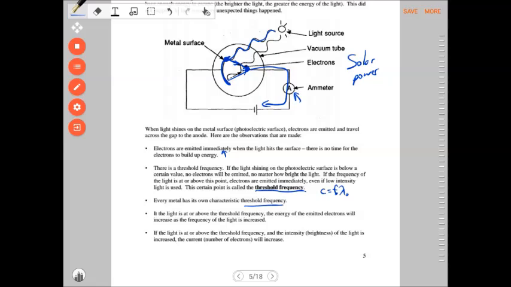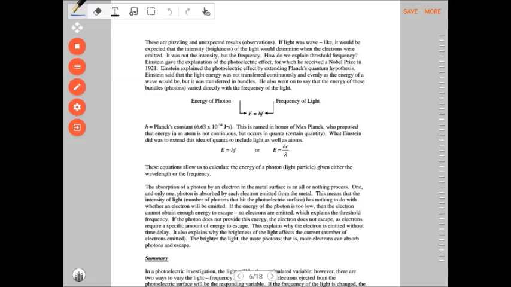And then the last one, if the light is at or above the threshold frequency and the intensity or the brightness of the light is increased, then the current will also increase. Remember, current is simply the number of electrons. So there's something really weird going on here. Let's talk about what some of those things are. These are puzzling and unexpected results.